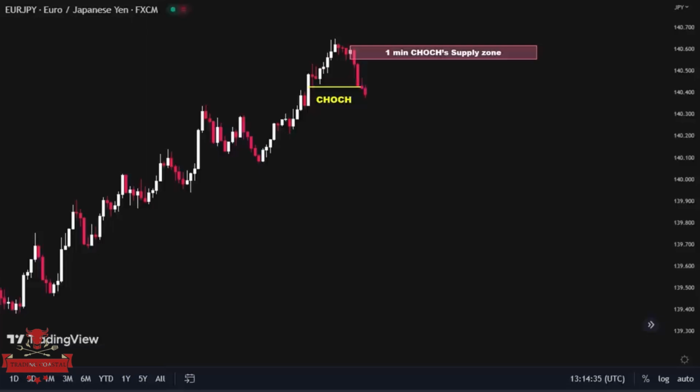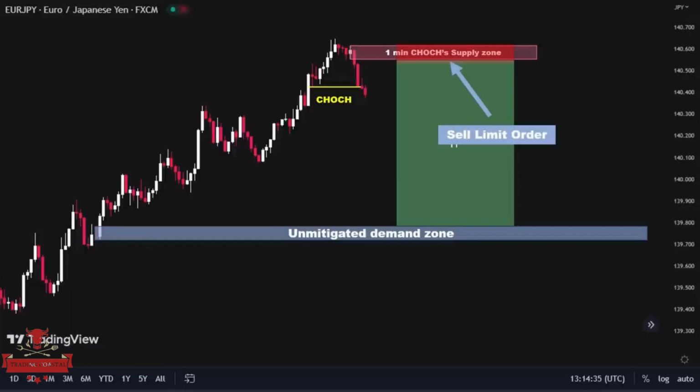It's time to take action and place our sell limit order. We'll place it at the perfect spot and set our stop loss a few pips above the highest point of the zone. Our target is the recent unmitigated demand. This is where we believe price will head.